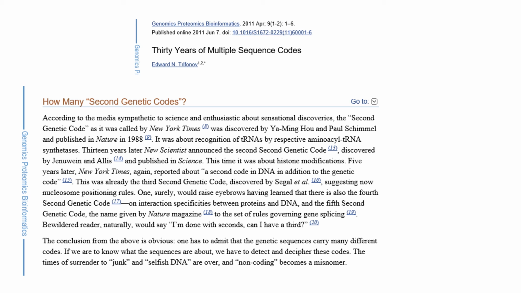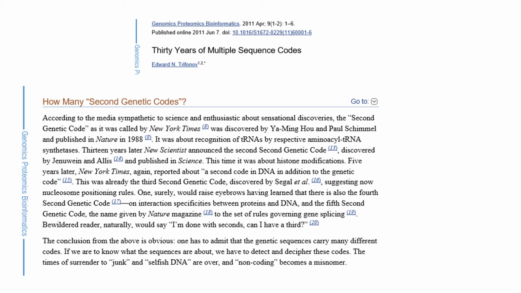And so a section in that paper by Trifonov is very amusing. He's asking how many quote unquote second genetic codes. And then he says, according to the media sympathetic to science and enthusiastic about sensational discoveries, the quote unquote second genetic code, as it was called by the New York Times, was discovered by Yaming Hu and Paul Schimmel and published in Nature in 1988. This is referring to that 1988 New York Times article that I showed you. It was about recognition of tRNAs, transfer RNAs, by respective amino acyl tRNA synthetases. We don't have to worry about the technicalities here.